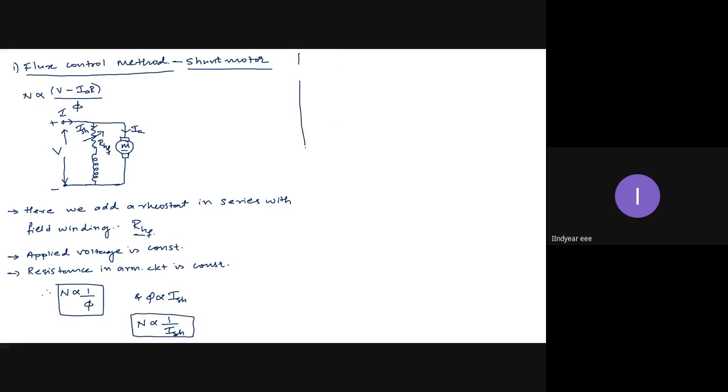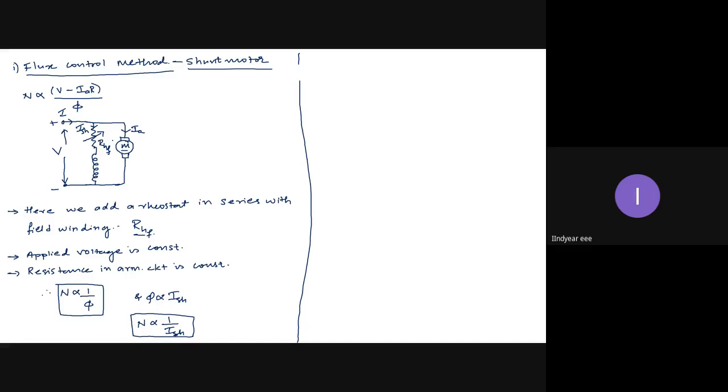So if I vary the flux, if I vary the field current, speed is varied. This we know. Here, we add an external resistance in series with the field winding. The minimum possible value of external resistance is 0. I can't reduce the external rheostatic value below 0. It is as good as not connected in the series. That position of the rheostat is known as the cutout position. This we have seen in the procedures.